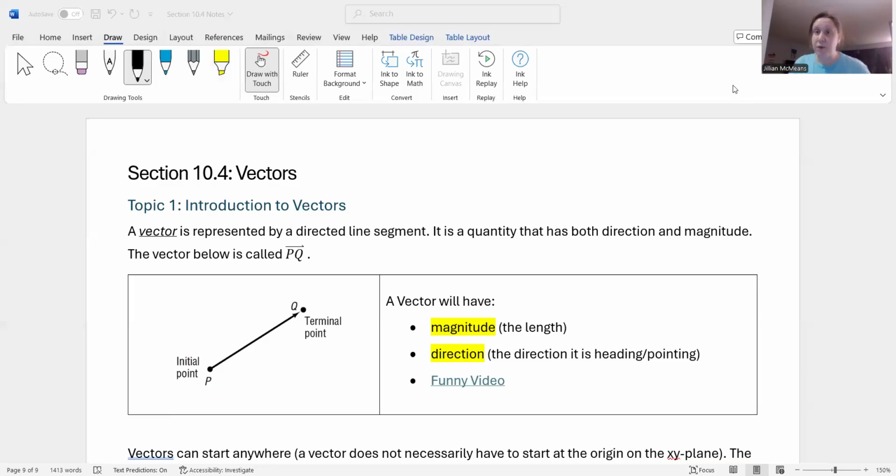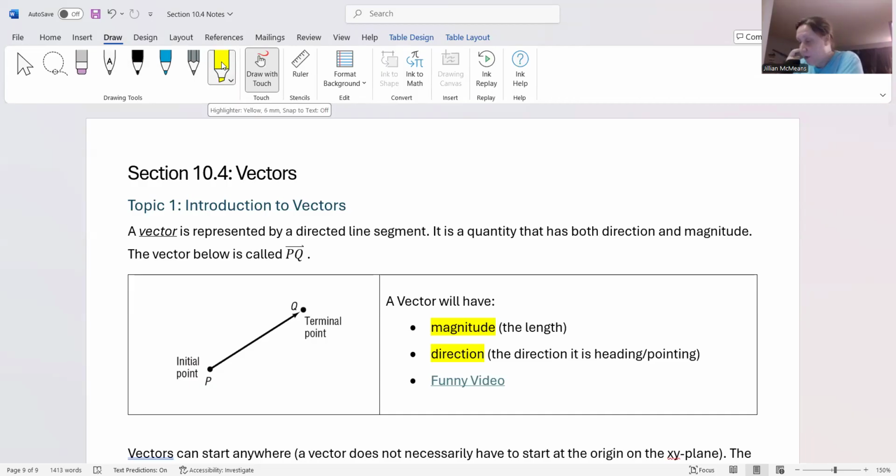Okay, for section 10.4, we are going to talk about vectors. If you've been in a physics class, you have probably talked about vectors before. If not, no big deal. We're going to start at the beginning. First things first, I love a good definition. For topic one, we're just going to introduce the idea of vectors.